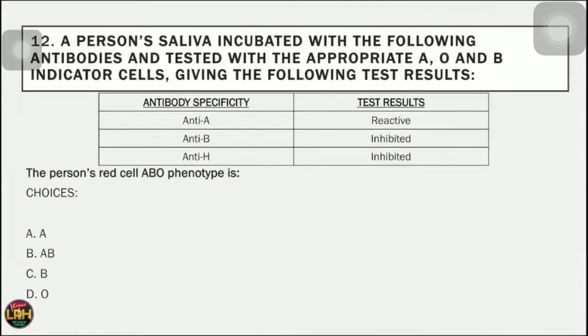For number 12, a person's saliva incubated with the following antibodies and tested with the appropriate A, O, and B indicator cells giving the following test results. For anti-A, the test result is reactive. For anti-B, inhibited. Anti-H, inhibited. The person's red cell ABO phenotype is, the following choices are A, type A, B, type AB, C, type B, or D, type O.